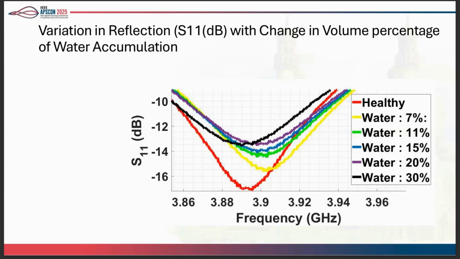If we had started with human tissues or ex vivo animal tissues, then there would have been a lot of different characteristics that we don't want to see in the first instance. What you see here is that, with respect to the healthy, that means zero water present, there is a variation of the reflection parameter with the water. There are differences, but just by looking at these reflection characteristics, you cannot say which reflection corresponds to which volume of water accumulation.